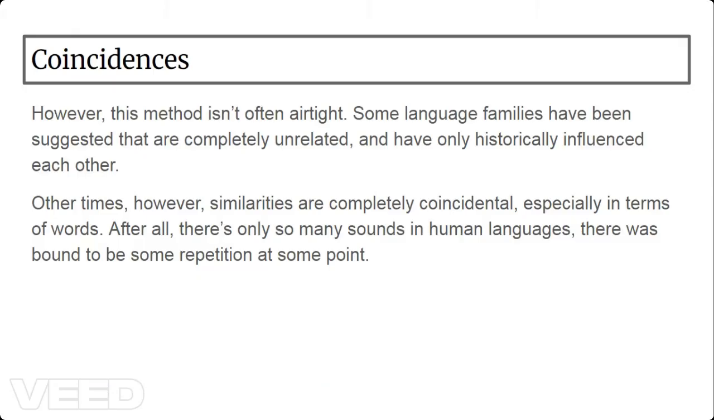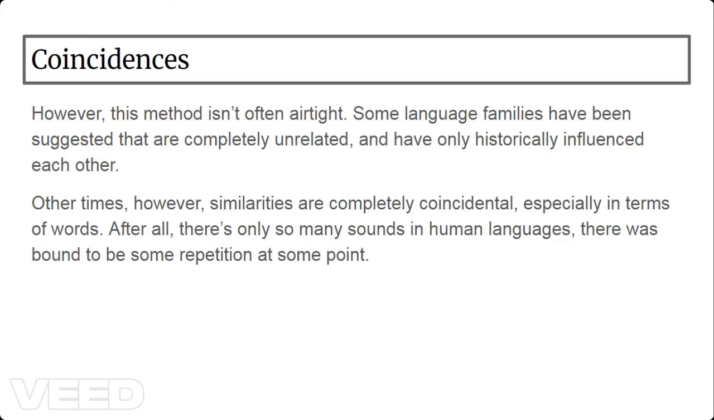However, this method isn't often airtight. Some language families have been suggested that are likely completely unrelated and have only historically influenced each other, as languages spoken nearby each other tend to share words and oftentimes influence each other's structures.